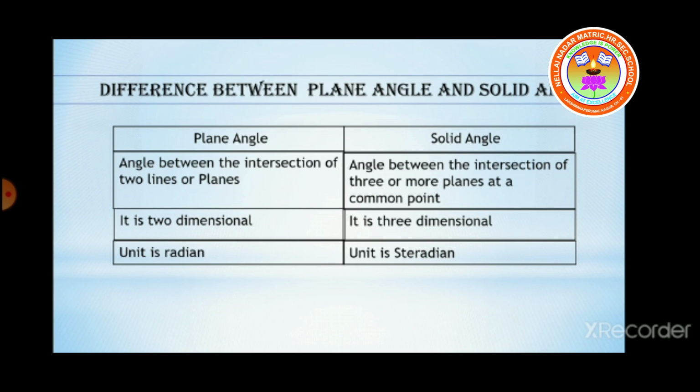Up to the solid angle, we discussed the fundamental quantities, the base quantities only. Until 1995, plane angle and solid angle were classified under the supplementary quantities only. In 1995, they were shifted to derived quantities. So the first 4 we discussed are the fundamental quantities, and the last 2, I mean the plane angle and the solid angle, are taken as derived quantities only. Do you understand, students? Okay.